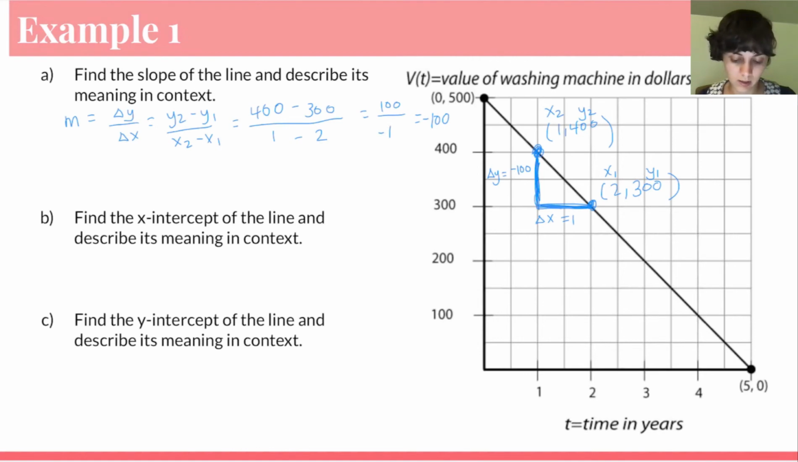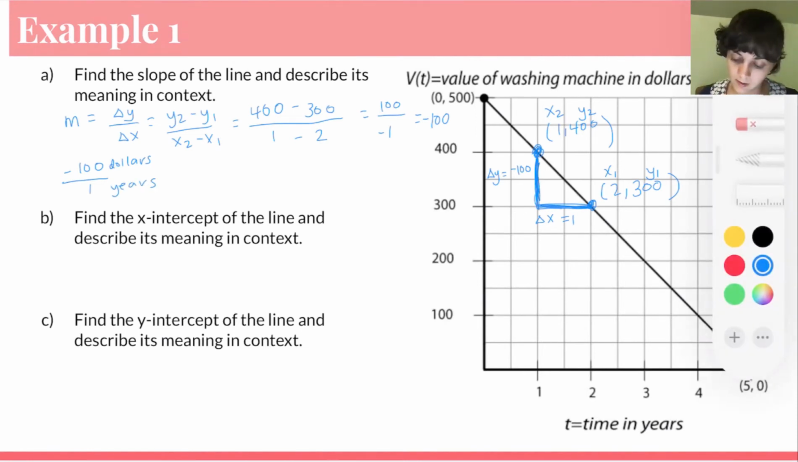Okay. So what does this mean in the context of the problem? Now I have to look at my units. Negative 100 over 1. Negative 100 represents the value of the washing machine in dollars. So that's negative $100 over time in years.